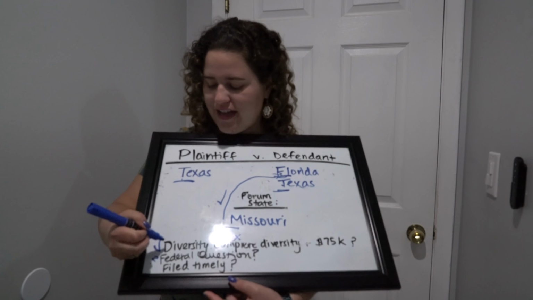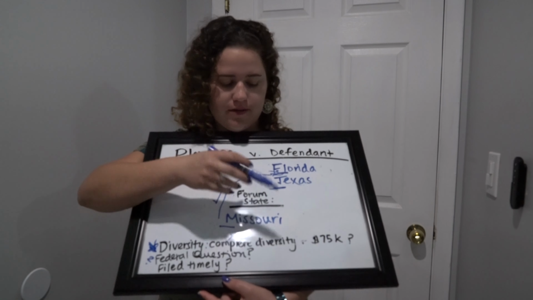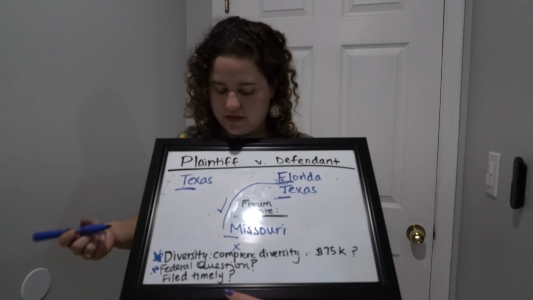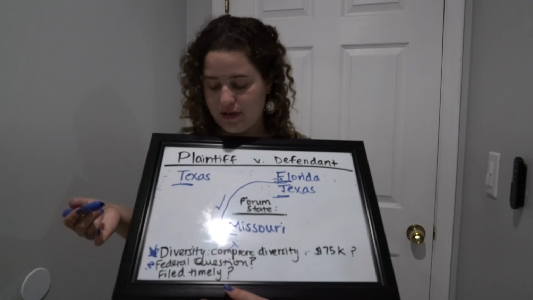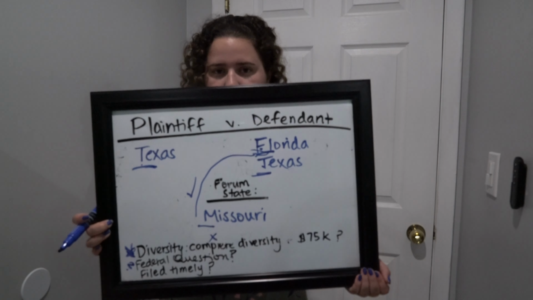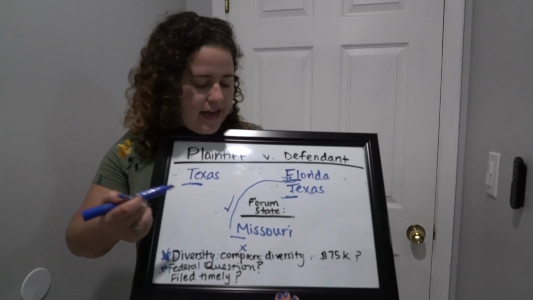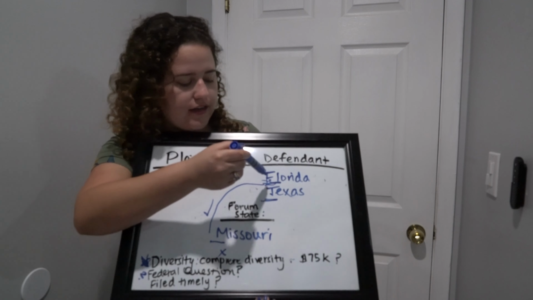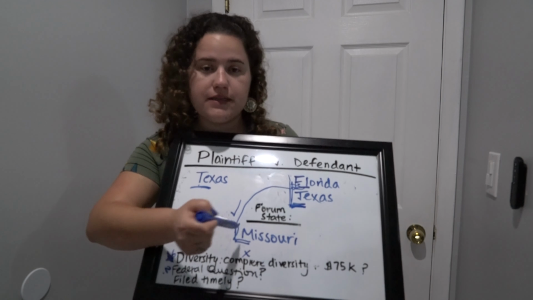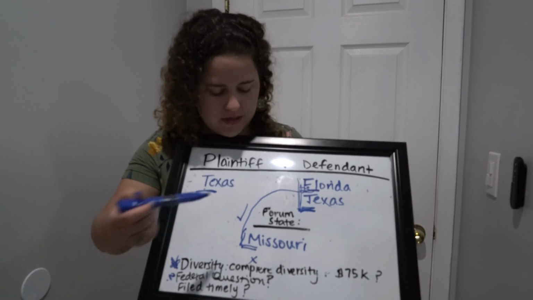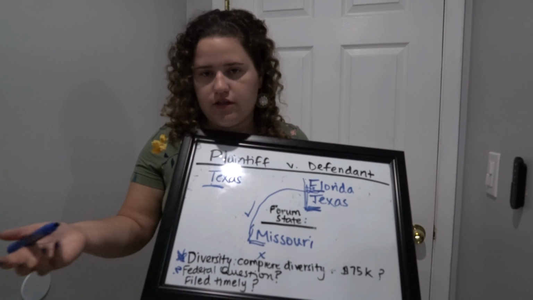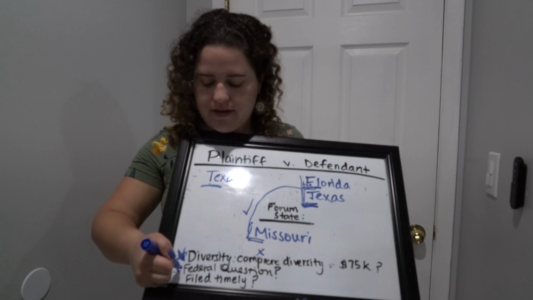But again, so no diversity. Don't need to look at the amount in controversy, but there could be a federal question that could bring this back into the ball game. And then finally ask whether it was filed timely. I hope you're getting the hang of it. It's kind of like a puzzle. You need to check. First, I would check this, the defendant and forum state, to make sure they're not the same state. And then after that, go through the federal jurisdiction, the subject matter jurisdiction, which would be diversity and federal question.